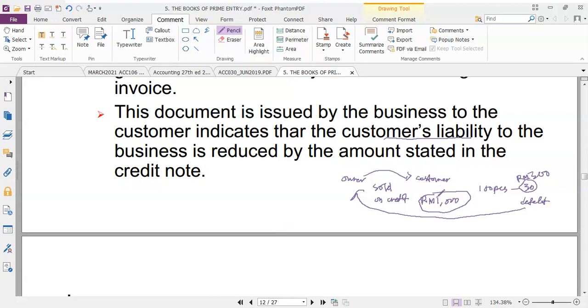At first, the owner sold to the customer on credit. The customer owed RM1,000. But then the customer returned defective goods worth RM300. So, returning back 300, how much debt does the customer have left to the owner? RM700. That means that when the customer returns the products, the customer liability to the business is reduced.